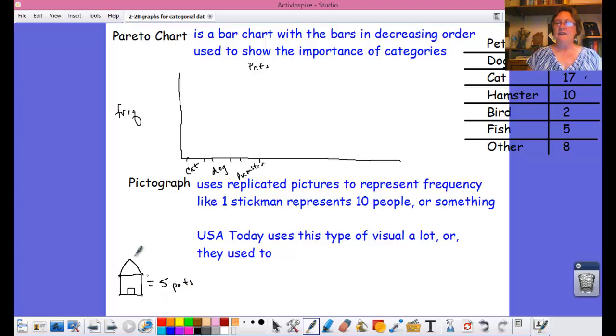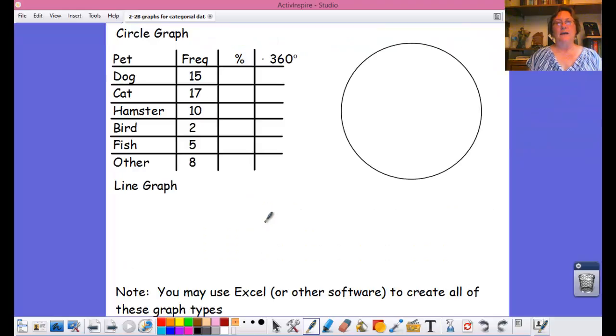And then we'd have to be very careful to draw all of our dog houses the same size. For the dog category, we'd need 3 houses. For the cat category, we'd need 3 2/5, so 3.4 houses. This is not probably a graph that we see frequently. However, USA Today newspaper used to use the pictograph quite frequently. It's an easy to interpret graph.